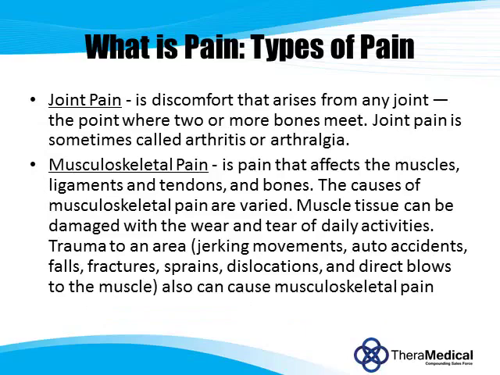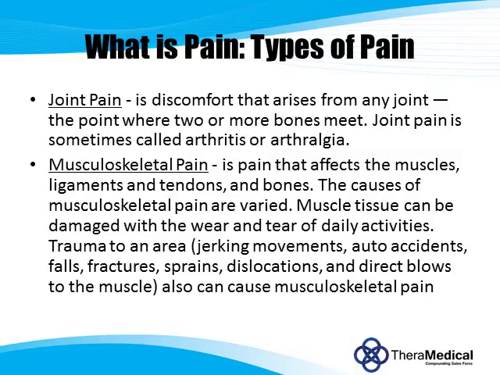Two common sources of pain are joint pain, and that is pain which comes from any joint. A joint is a point where any two bones meet. Joint pain can also sometimes be called arthritis or arthralgia. A second term, musculoskeletal pain, is a more generalized term to describe any pain that comes from muscles, ligaments, tendons, or bone.